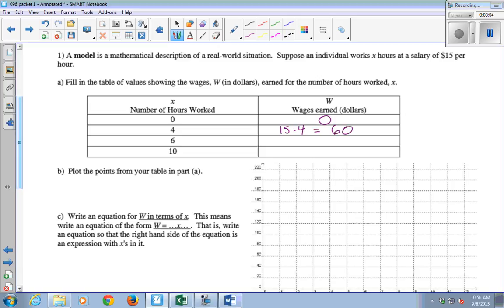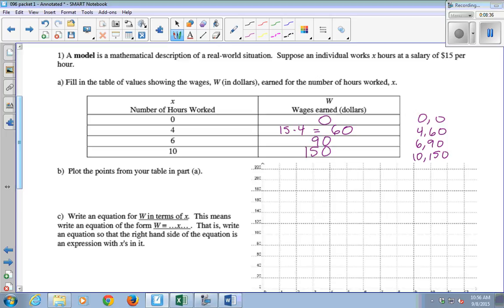What if you work 6 hours? How much do you make? 90. 6 times 15 is 90. And what if you work 10 hours? $150. Good. All right, so we can think of these as points, right? So I have 0, 0. 0 hours, $0. 4 hours, $60. Think of that as a point. And 6 hours, $90. And 10 hours, $150.